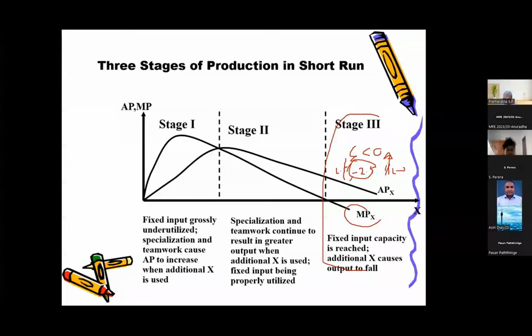That's what we discussed, using the labor elasticity. And in general understanding also, in the third stage, what happened is the fixed input is overutilized. Capacity is overreached, and if that happens, it negatively affects the total production.